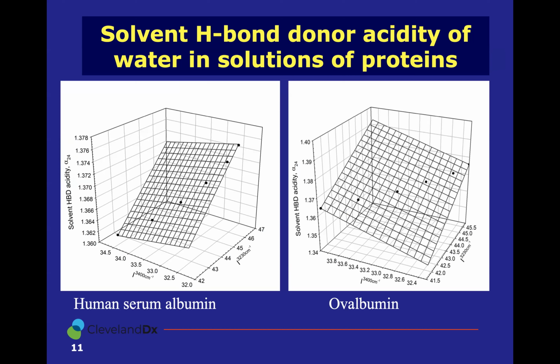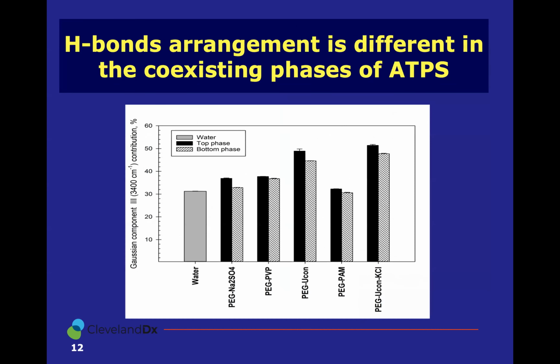Now, for some proteins, that single Gaussian at component 3. But what it means is basically what we showed: in all different aqueous two-phase systems we studied, the difference between the properties of the phases can be described in terms of difference in hydrogen bond arrangement for component 3, this 3400. And it correlates pretty well with the partitioning ability of the systems.